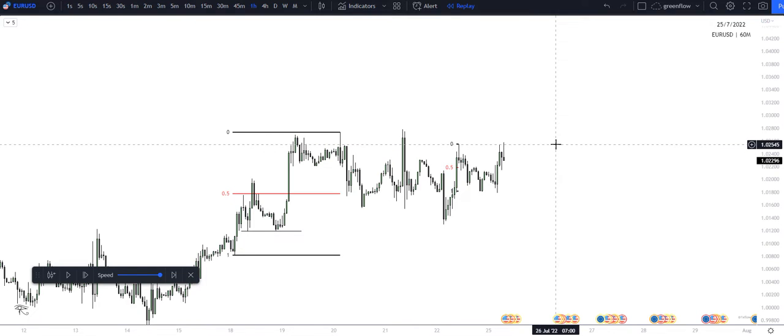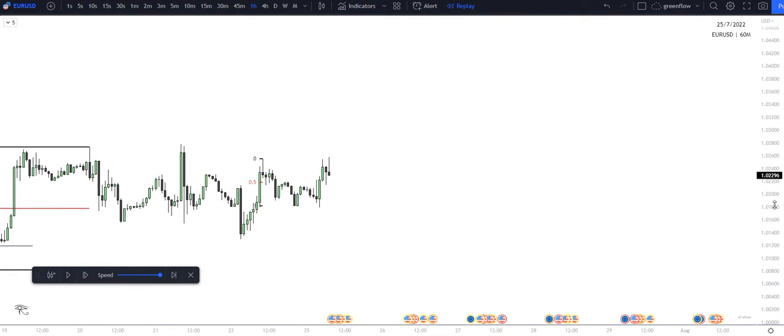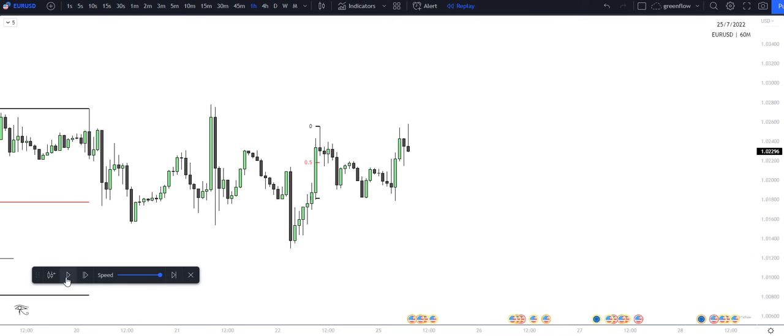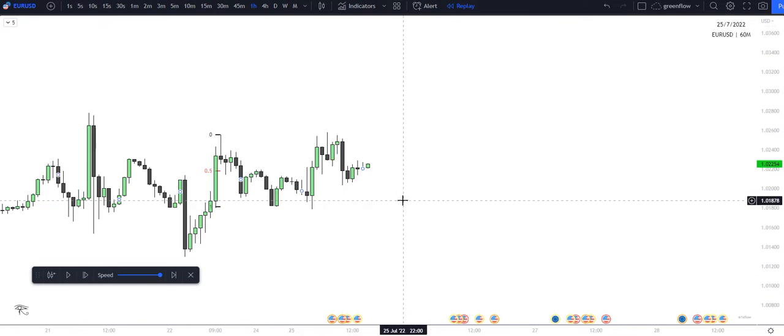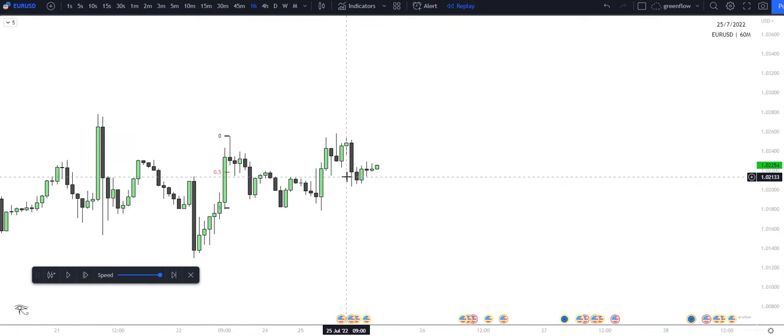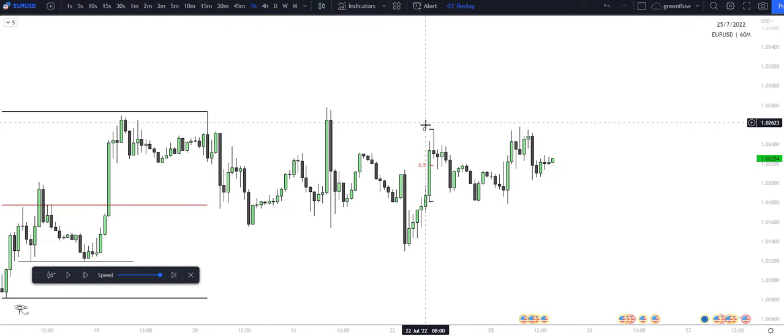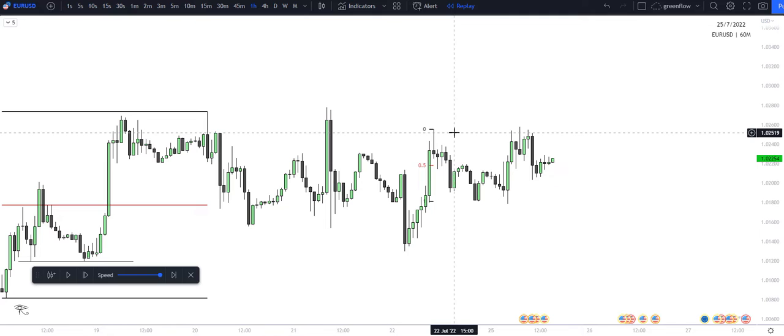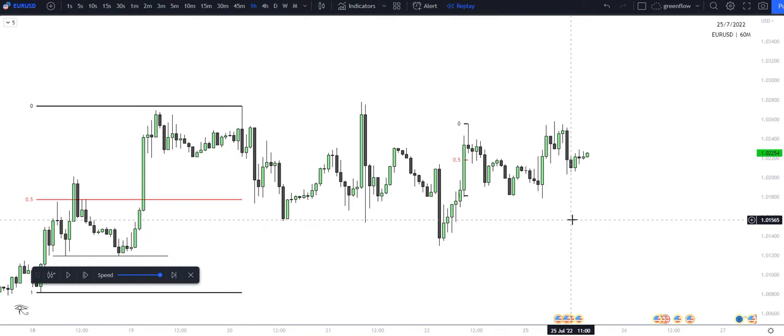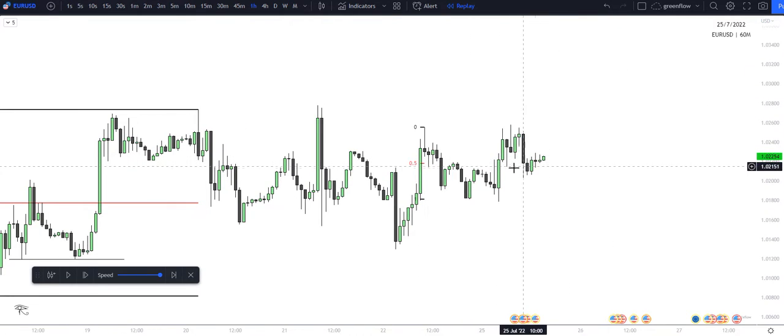Now we see price raids that high right here. And then what do we get? We get a break of structure to the downside right here with displacement. So now that we were at our range, we look to confirm that. Did we get in any trades? No, we did not. We had two areas of supply that we were possibly looking to take. What happened? It was raided. That's completely fine. What happened after?